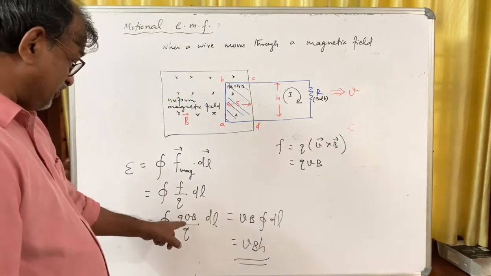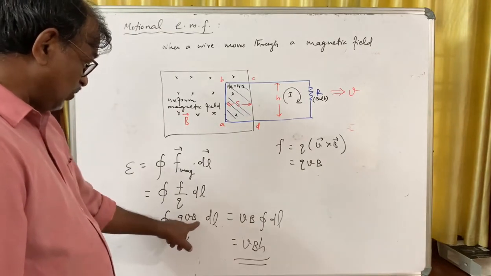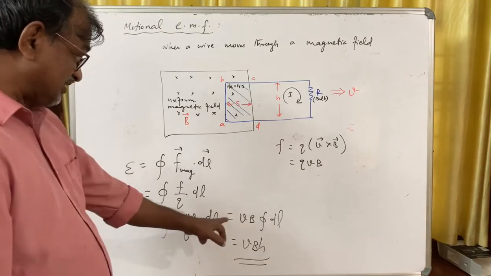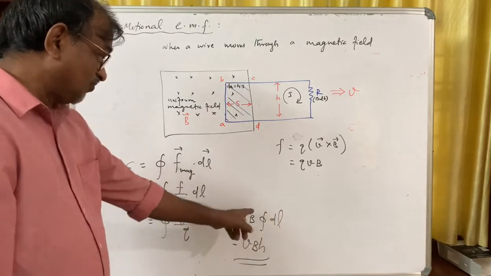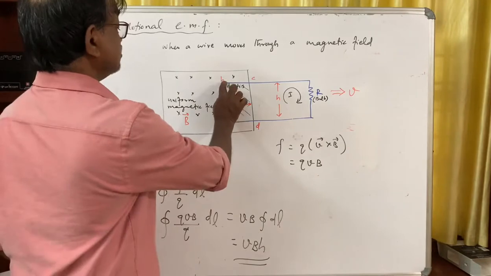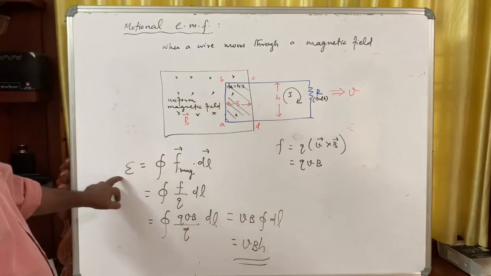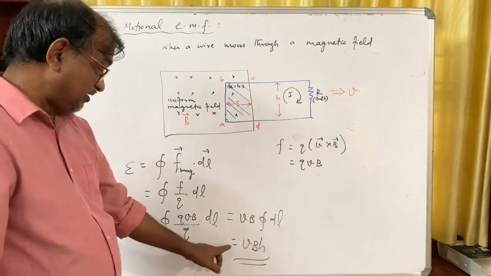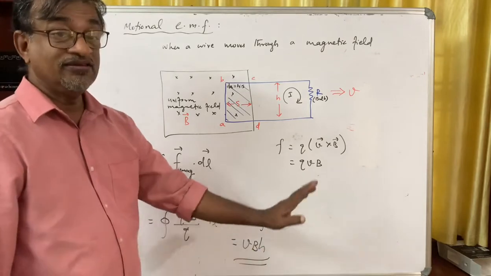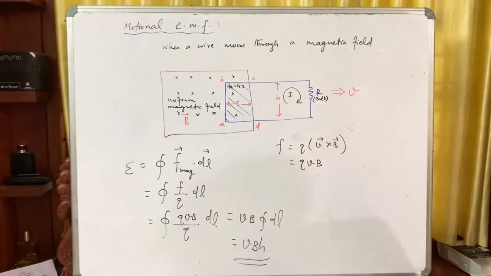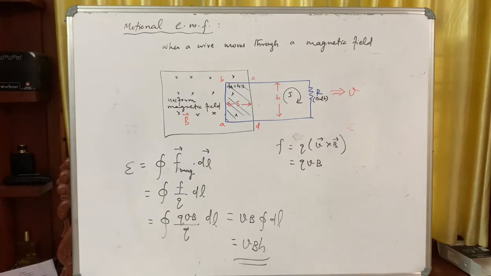So F is equal to QVB, and we get QVB by Q into dl. Q and Q cancel, so we have VB times the closed line integral of dl. What is the closed line integral of dl? This distance AB is h. So it is VBh. So we got the motional EMF: E equals VBh, where V is the velocity with which the conductor is moved towards the right, B is the magnetic field acting perpendicular to the plane, and h is the length of the conductor.